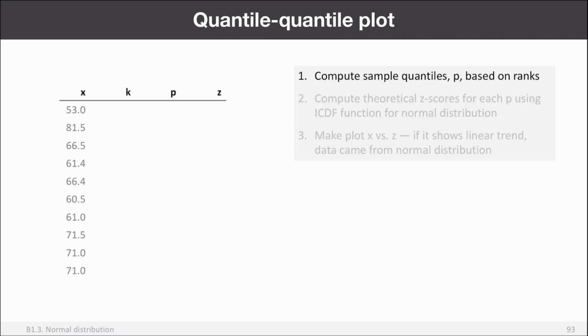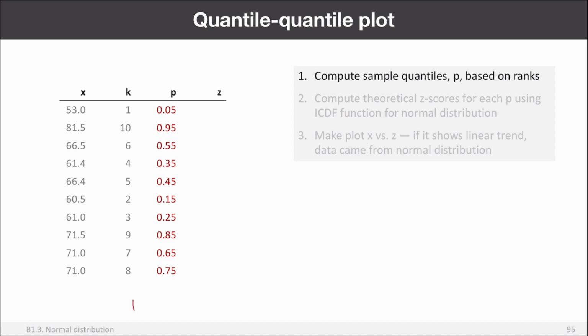Okay, let me show you this on a real example. I use the same values: concentration of chloride in milligrams per liter in 10 glasses of water. My sample size is n. First of all, I need to compute these empirical quantiles based on ranks. So I compute ranks. For example, this is the smallest value, so it has rank 1. This is the largest value, so it has rank 10. So I have a rank for every value. And I compute quantiles based on these ranks.